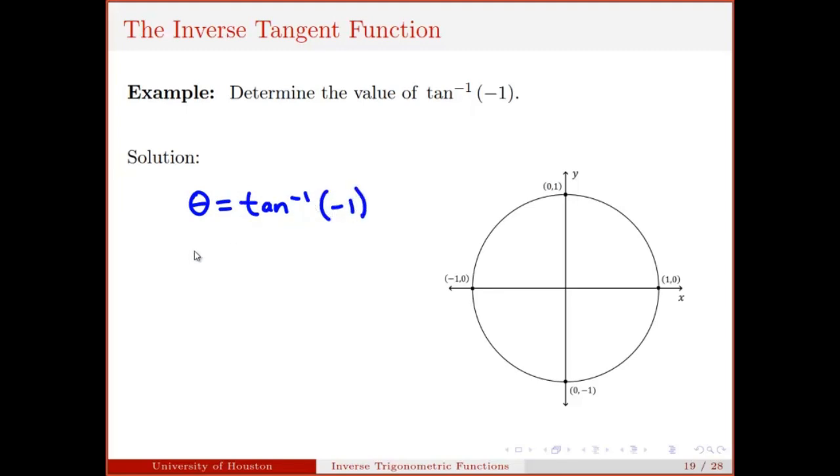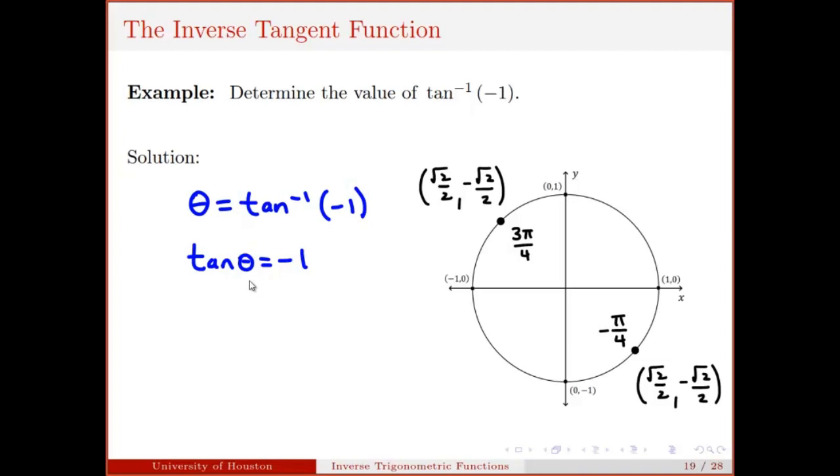This means that tangent of theta equals -1. To find theta, note that there are 2 points on the unit circle where the quotient of the y-coordinate and the x-coordinate is -1. One when theta is 3 pi over 4, and the other when theta is -pi over 4. However, since we're computing tan inverse of a negative number, we will always choose the angle in quadrant 4, which is -pi over 4. Therefore, tan inverse of -1 equals -pi over 4.